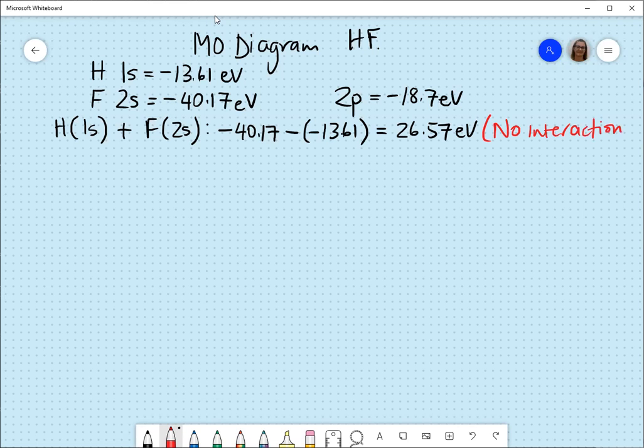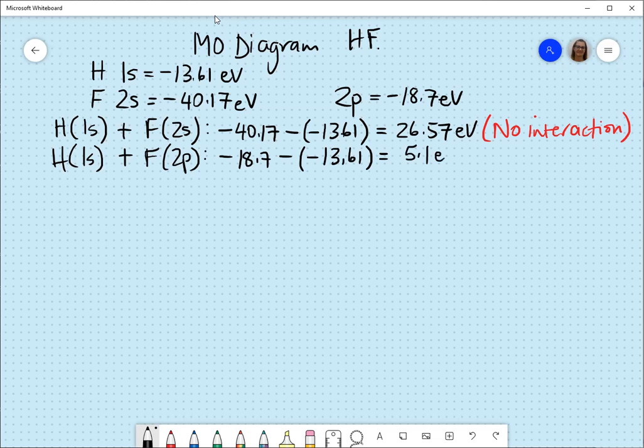We can't get a bonding interaction because the energy difference is too big. Okay, so then we need to look at the hydrogen 1s and the fluorine 2p. That would make a whole lot more sense. So we've got minus 18.7 minus 13.61, and that gives us a value of 5.1 electron volts. So we can definitely have interaction there.